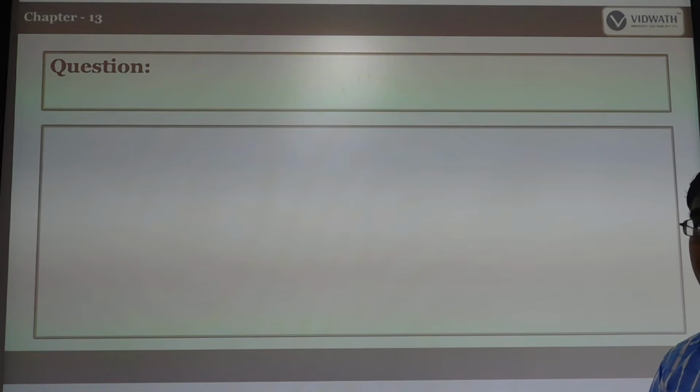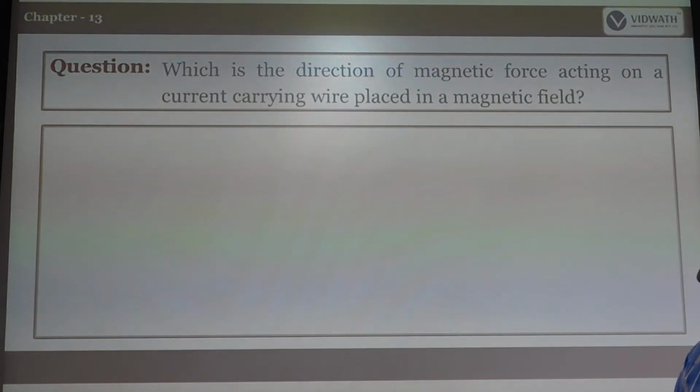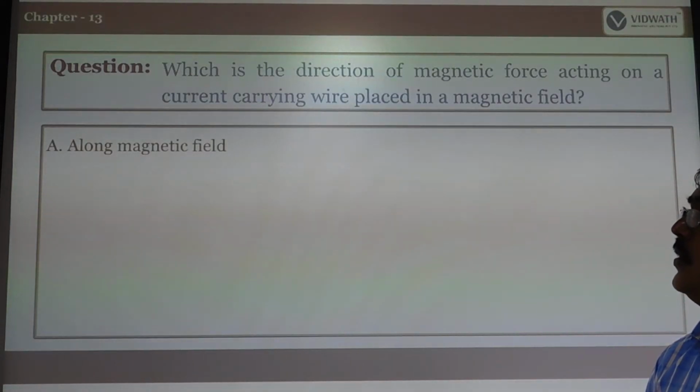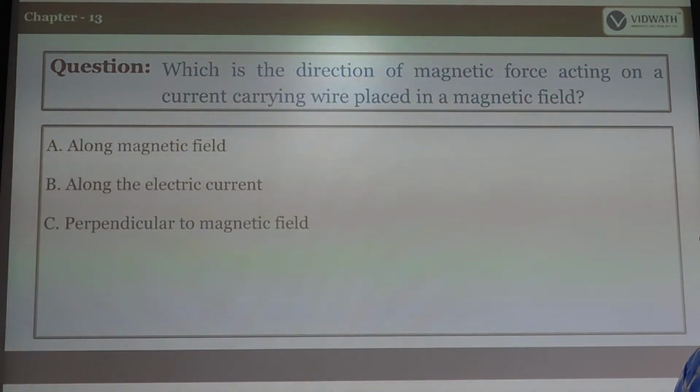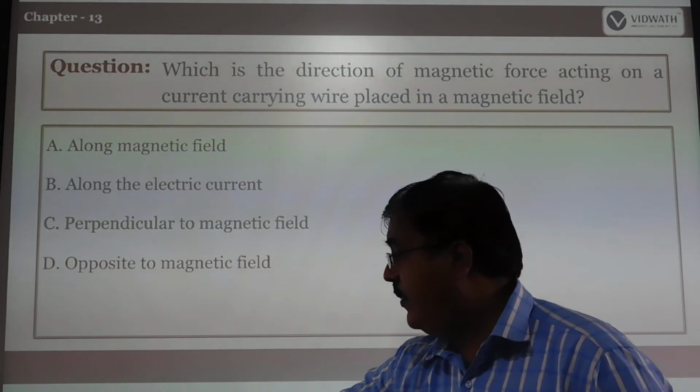Based on this, here are some questions to memorize. What is the direction of the magnetic force acting on a current-carrying wire placed in a magnetic field? The correct answer is: perpendicular to the magnetic field.